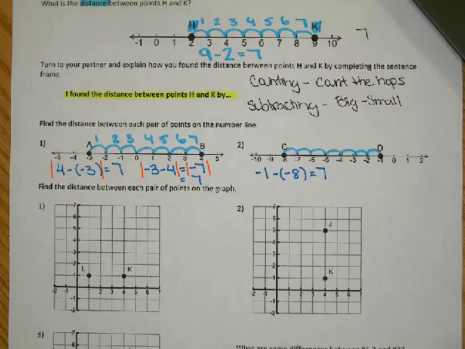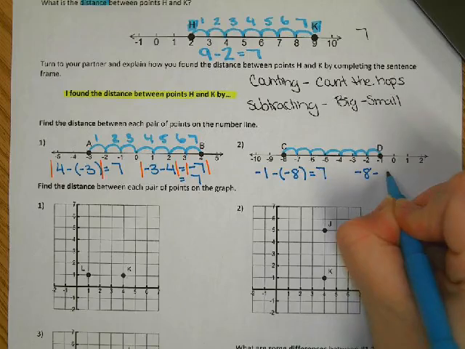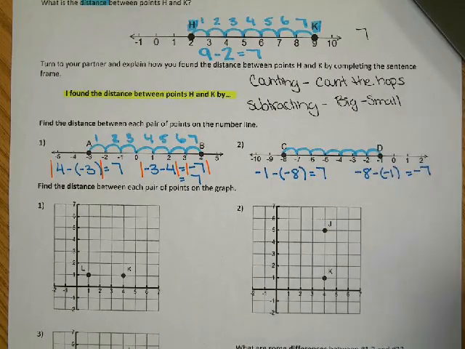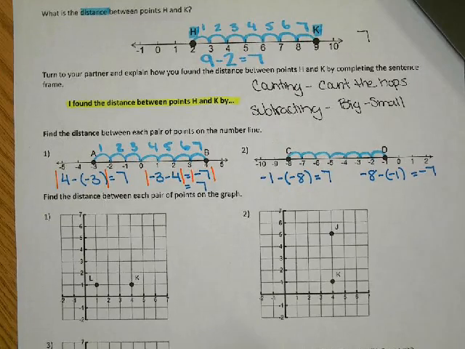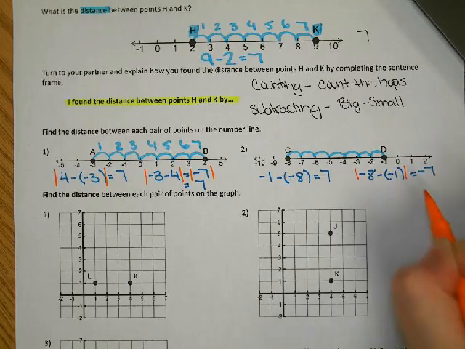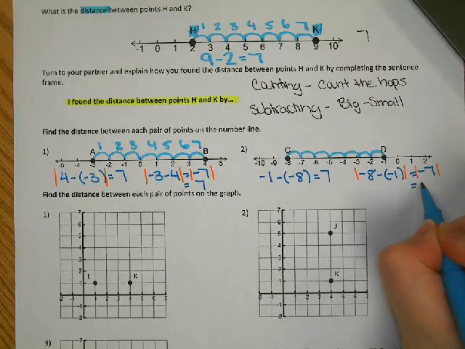What if we did -8 minus -1? What would we have gotten? We would have gotten -7. Is that okay? Yeah, because we're always going to be looking at the absolute value. So it would be 7.